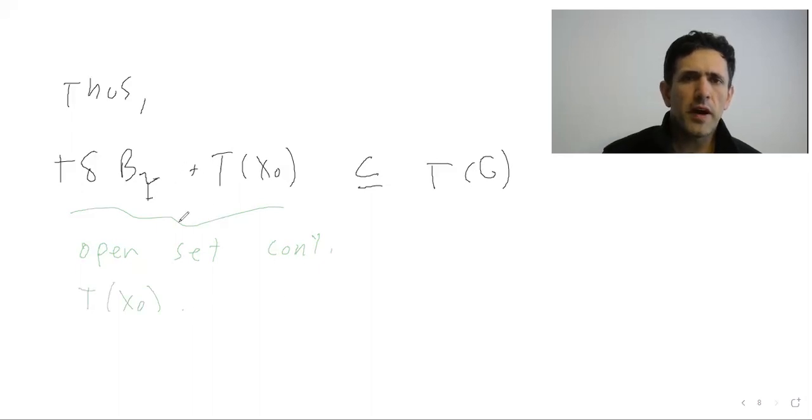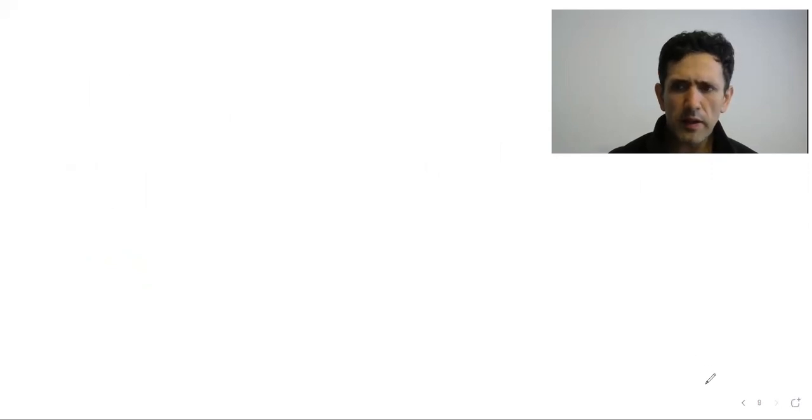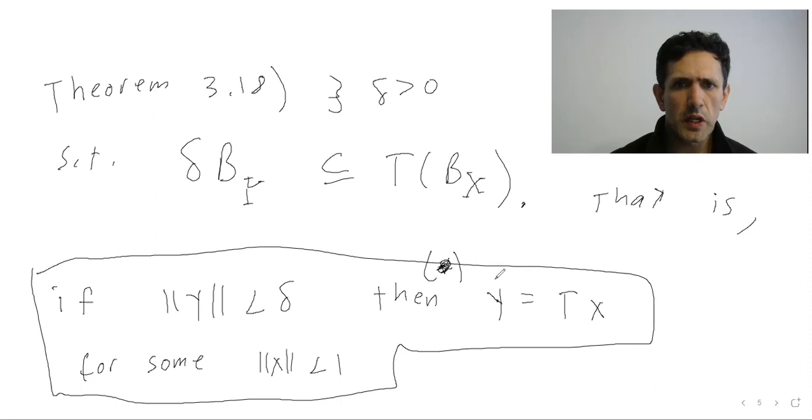Okay. So we found an open neighborhood of Tx0 contained in Tg. So we're done. Right. So, all right. So let's reformulate this a tiny bit. This star here.